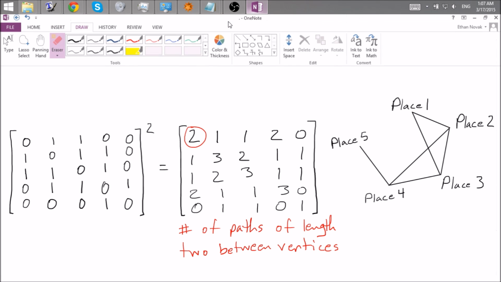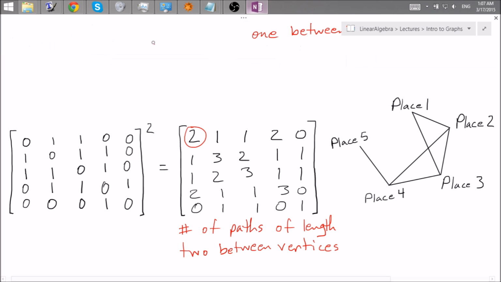So let's look at the number of paths of length 2 between places 1 and 4. In our adjacency matrix, or the square of the adjacency matrix, we see that there are two ways to do this as well. I could first go from place 1, make a pit stop in place 2, and then continue on to place 4. That's one way to do it.